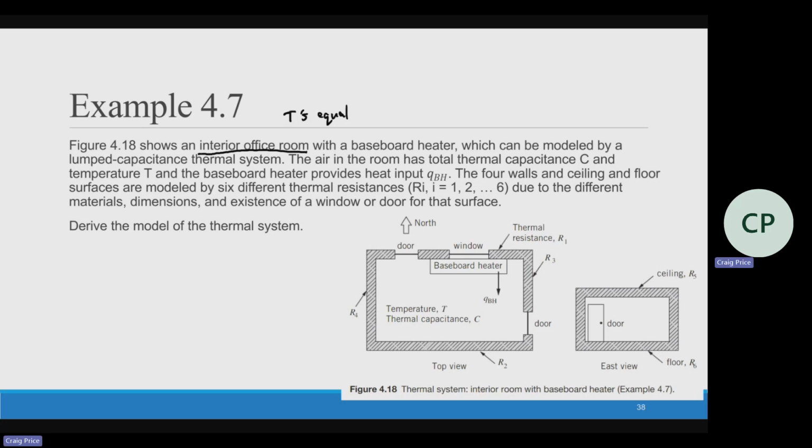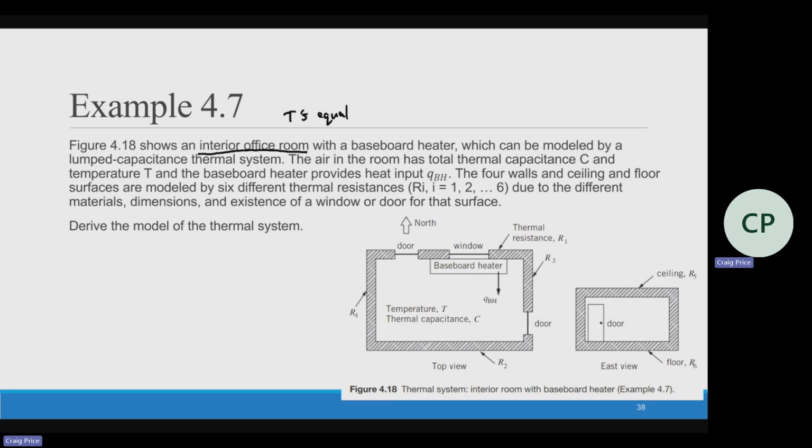Is it a gas power? Anyone grow up with like a gas, like a baseboard heater? Like those big heaters that are by the window? Nobody? Oh, old houses.